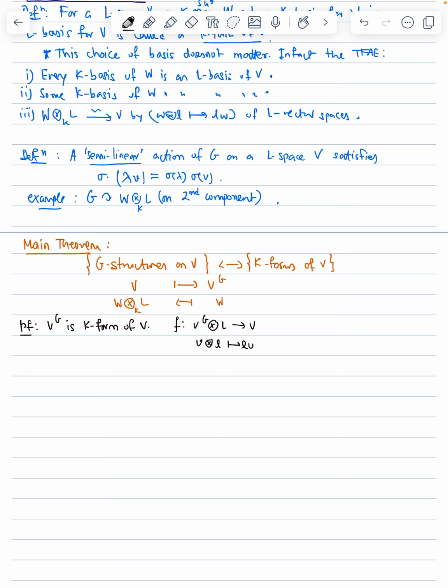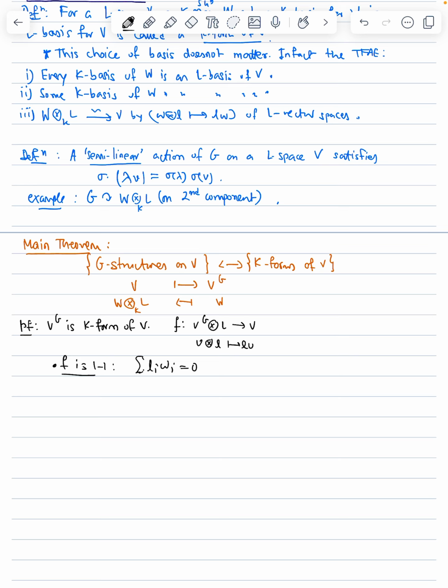So you have to show both injectivity and surjectivity, and it's actually not very tough. It's kind of easy to show. For injectivity, you have to assume this is 0, and you have to show that the element itself is 0. I mean, this sum of l_i w_i is 0.